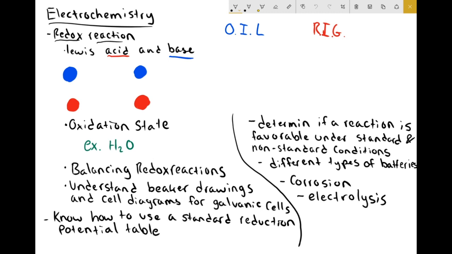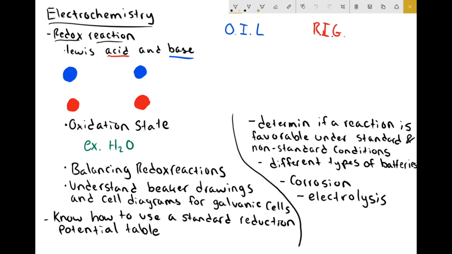Hello, today I'm going to do a general overview of electrochemistry. This isn't going to be an in-depth coverage of electrochemistry, but this video should give you an idea of what you need to know. The first topic you need to know for electrochemistry is redox reactions. Redox reactions are a part of the foundation of electrochemistry.